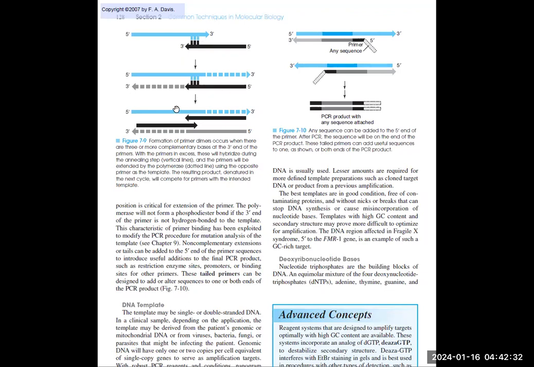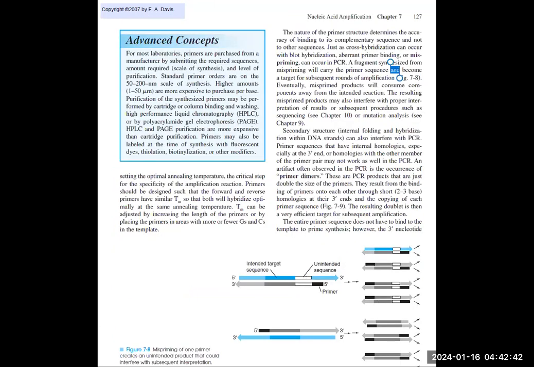So, what happens to the product? The product denatures in the next cycle and will compete for primers with the intended template. So again, primer dimers are not that nice to see. These are PCR products that are just double the size of the primers, and they result from binding of primers onto each other through short 2 to 3 base homologies at their 3' ends, the copying of each primer sequence, quite lengthy, sorry. So the resulting doublet is then a very efficient target for subsequent amplification.